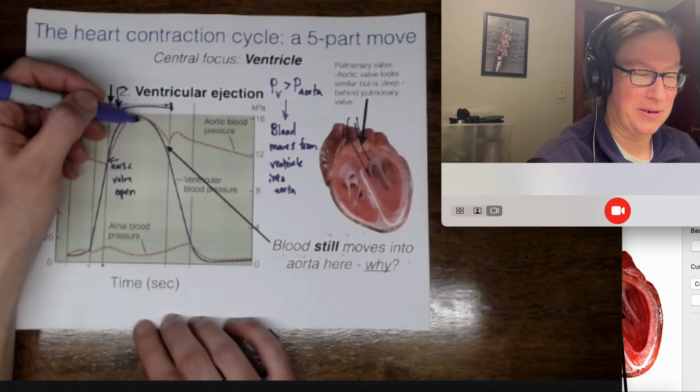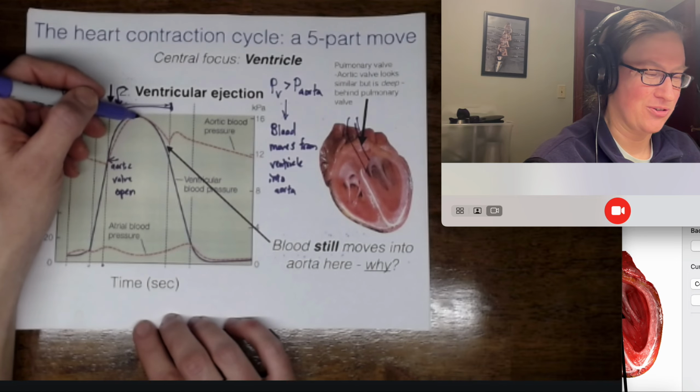Oh, and we do have a cat contributing. He's feeling the pressure forces drop in his ventricle.